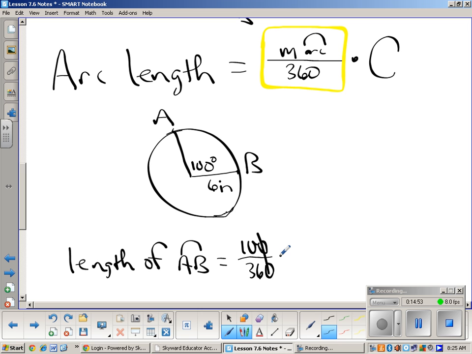How do I find circumference of a circle? Pi times diameter. Did they give me the diameter? They gave me a radius, which is 6. So how do I find the diameter? Times it by 2. So the diameter is 12. So it's 12 times pi would be the circumference of the whole circle.